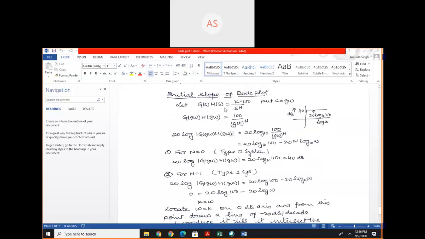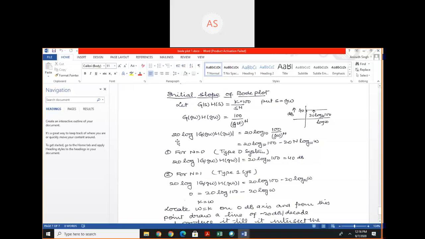That is, G(s)H(s) is given by K divided by s raised to the power n. K is a constant, or system gain, and we substitute s equal to j omega. Here s is a pole at origin. Suppose that the value of K is 100. So 100 divided by (j omega) raised to the power n.